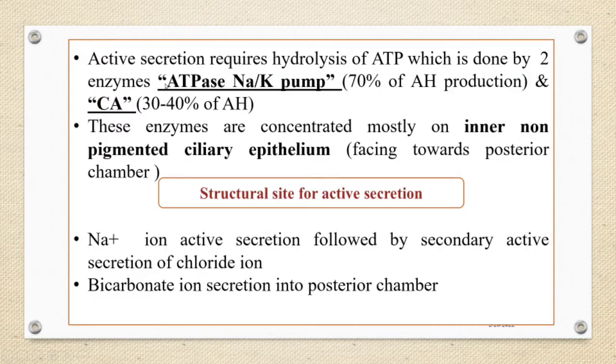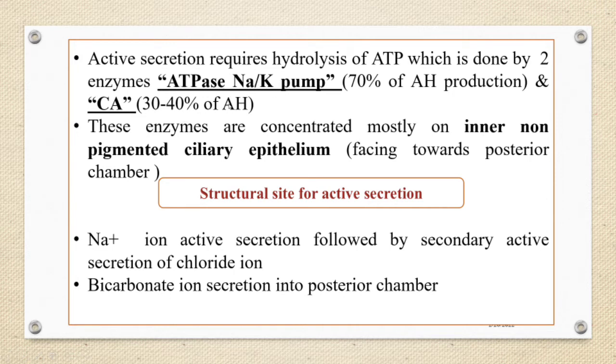So coming to the active secretion, it requires hydrolysis of ATP. This hydrolysis of ATP is done with two enzymes. One is the ATPase sodium potassium pump, which constitutes 70% of aqueous production, and the other is carbonic anhydrase, 30 to 40% of aqueous humor. These two enzymes are responsible for the production of energy as well as the active secretion of different ions. So if you want to decrease the aqueous humor production, you need to inhibit these two enzymes.